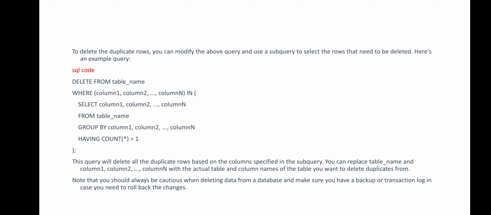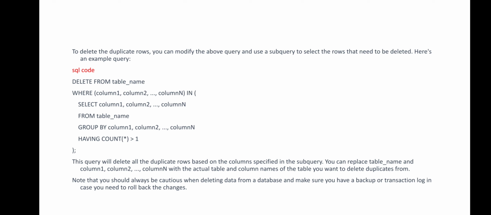DELETE FROM table_name WHERE (column1, column2, ..., columnN) IN (SELECT column1, column2, ..., columnN FROM table_name GROUP BY column1, column2, ..., columnN HAVING COUNT(*) > 1). This query will delete all the duplicate rows based on the columns specified in the subquery.